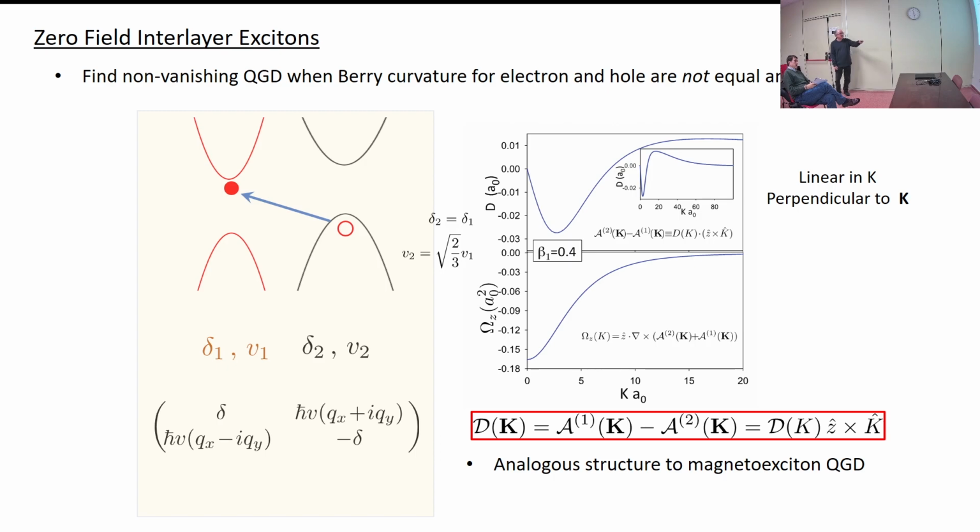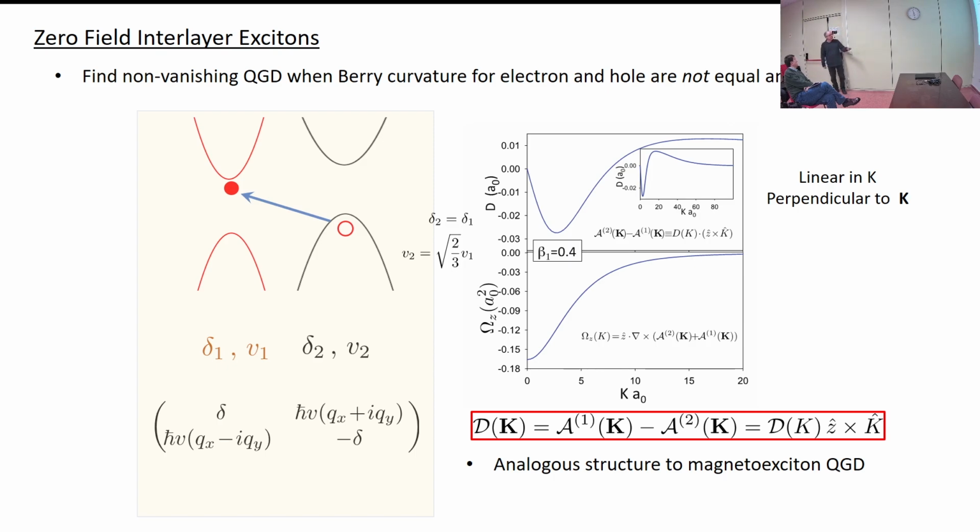Okay, it starts out that way, so it kind of looks like the magnetic field result, but then it starts to get more structure in it. It actually even changes sign as the momentum gets large. Eventually, when you go to large momentum, it goes away, which is a difference from what you get in the magnetic field case.